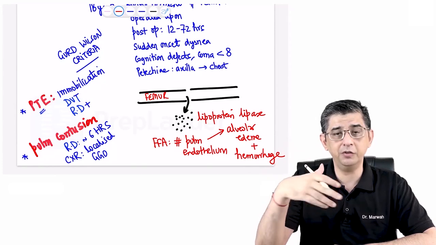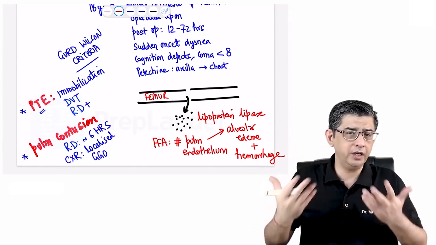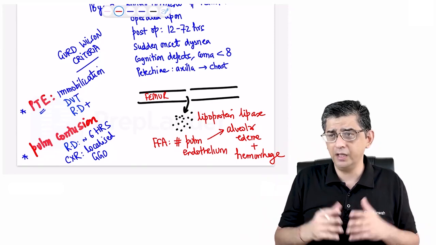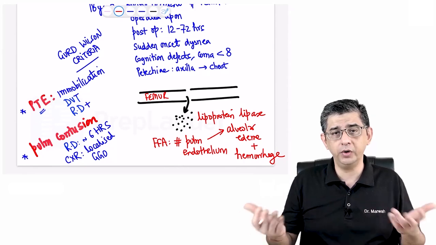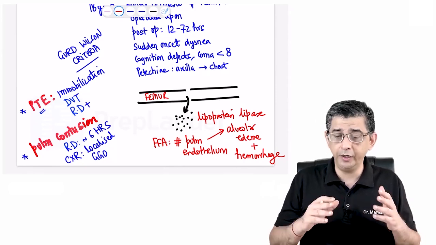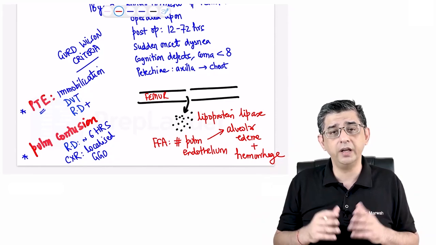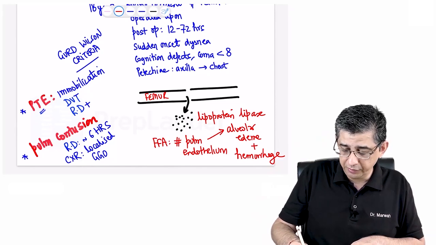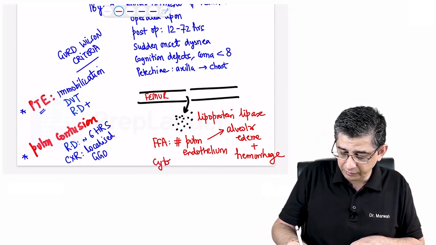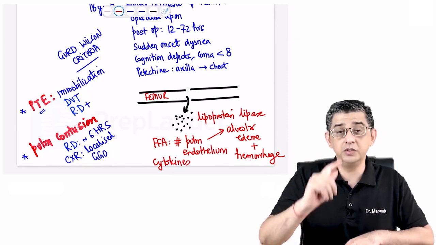The SpO2 of the patient is falling, and initially any hypoxic patient will be angry and he'll say, do something doctor, I'm not getting breath. But gradually as the oxygen levels fall, you will notice that the person's ability to recognize, his vision component, everything would be compromised. So ultimately what's happening is that free fatty acids and the damage to the pulmonary endothelium will cause release of cytokines.